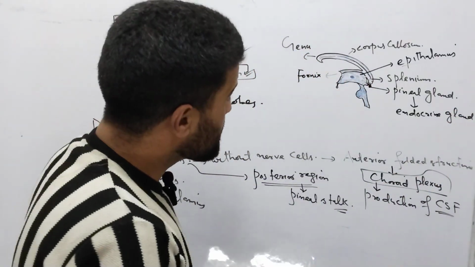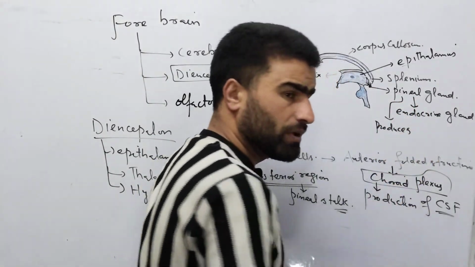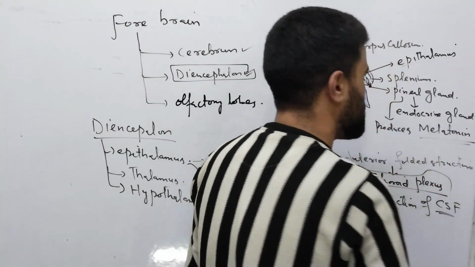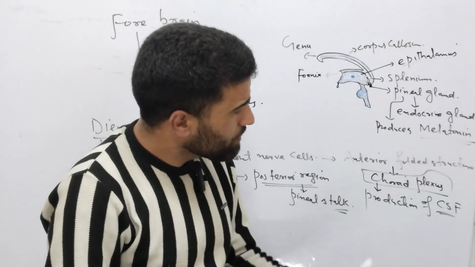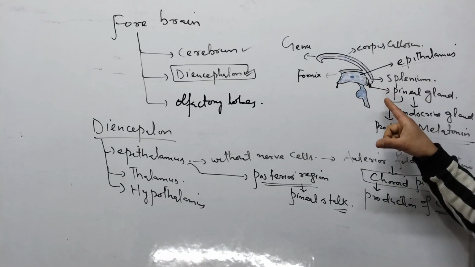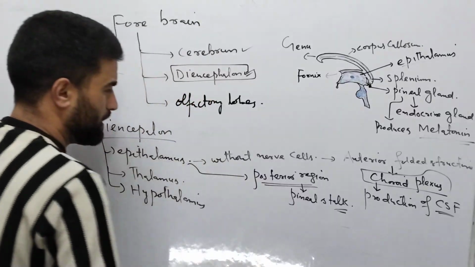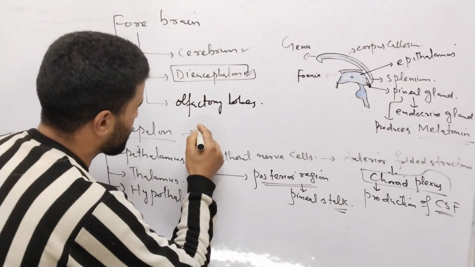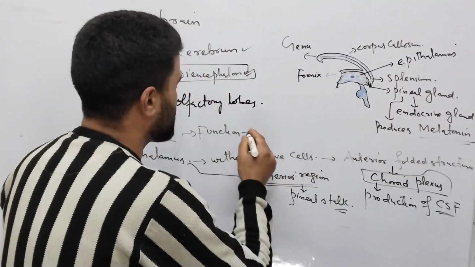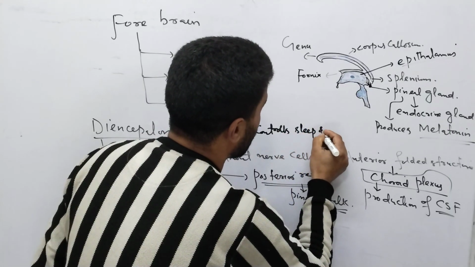This pineal gland produces a hormone that's called melatonin. Now, what is the function of this melatonin? So indirectly we can say, what is the main function of this epithalamus? Yes, of course. See, when we talk about the function of this epithalamus, it controls the sleep and awake cycle.